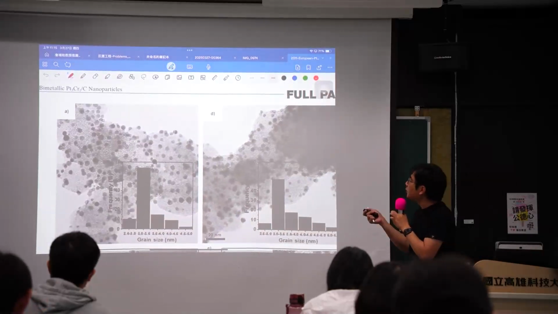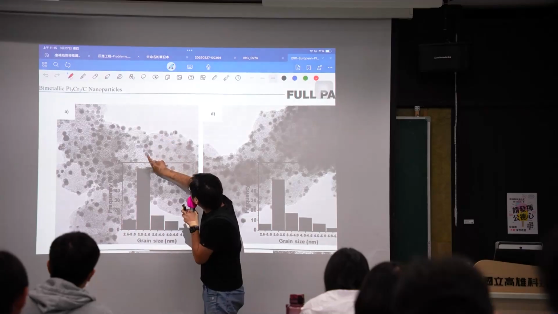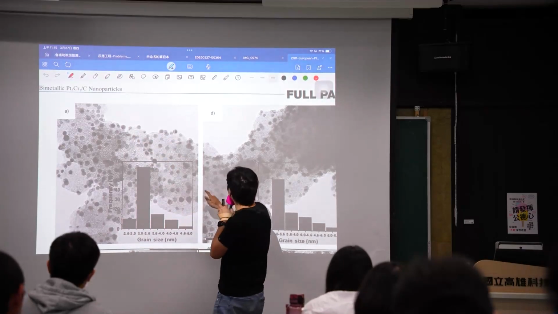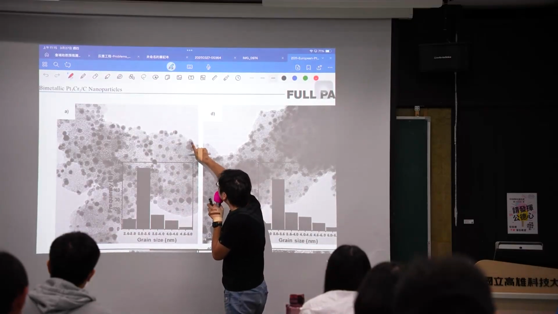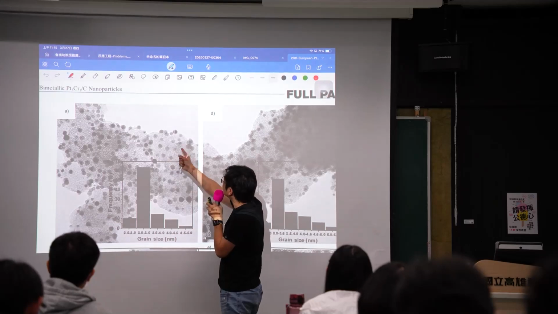So this is a real case. So you can see there's a small aggregate right here. This is where dispersed. You see there's a small aggregate.